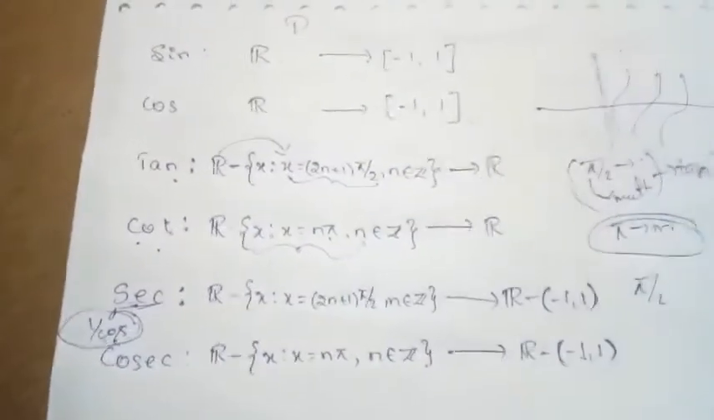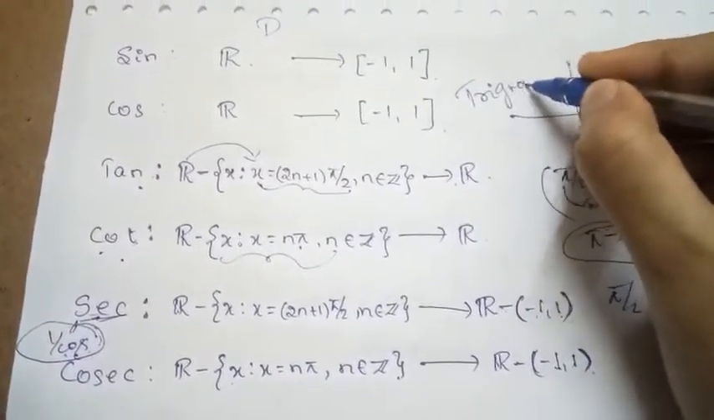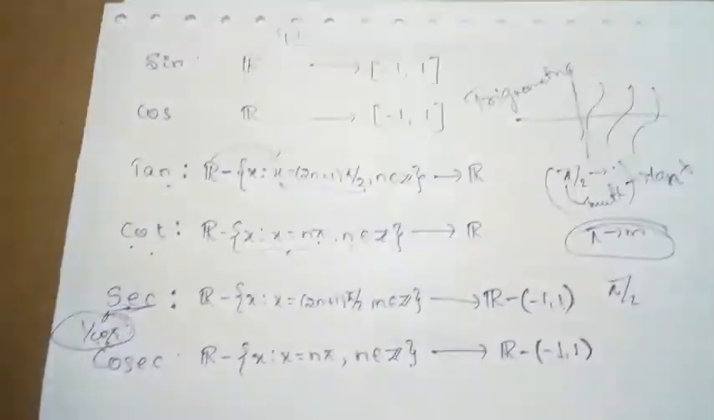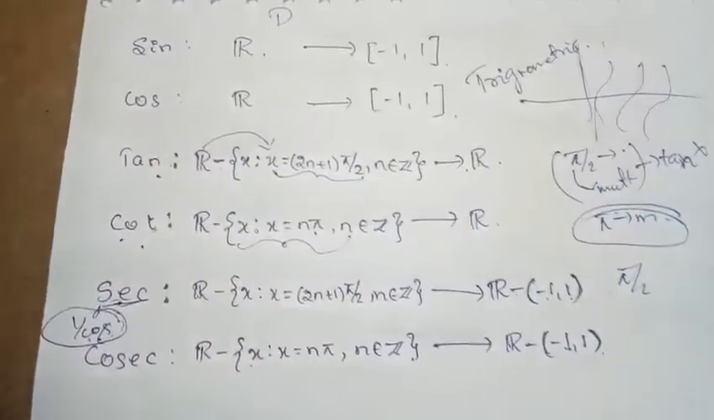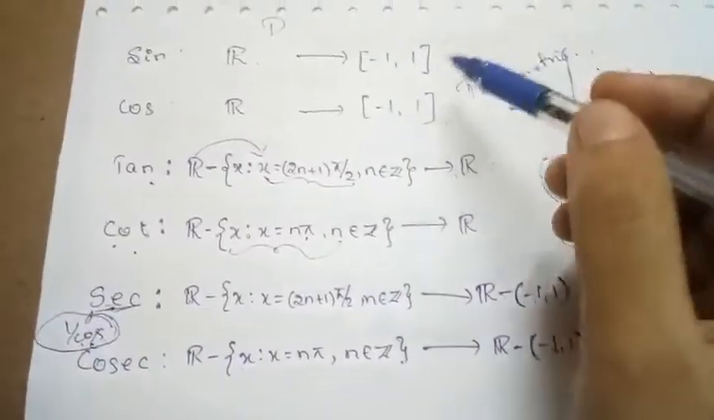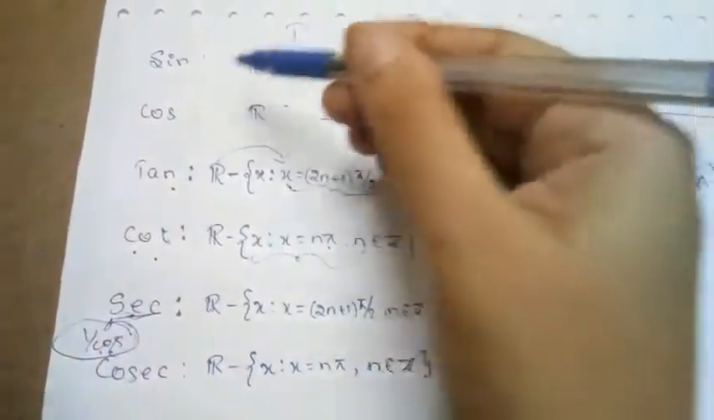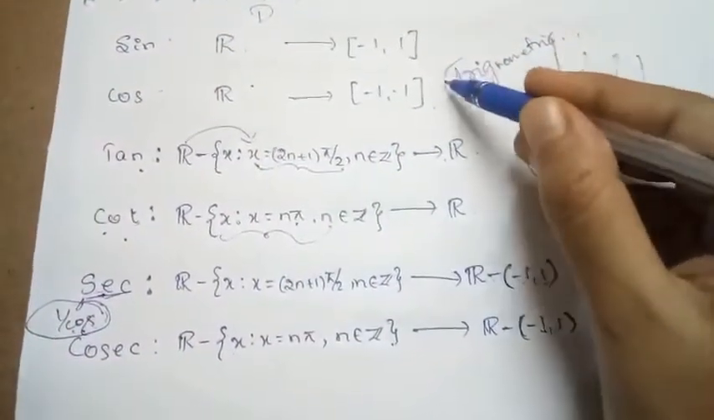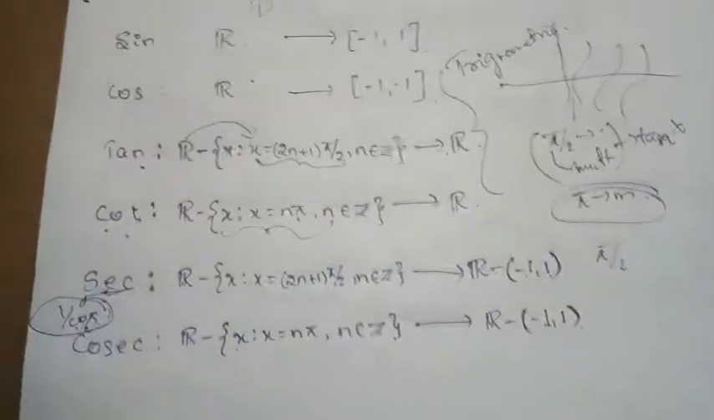So now these are the domain and range of what? Trigonometric functions. Now we are talking about the inverse trigonometric functions of all these trigonometric functions. To know the inverse, knowing the domain and range of each trigonometric function is a must. That's why I have gone through the domain and range of each trigonometric function.